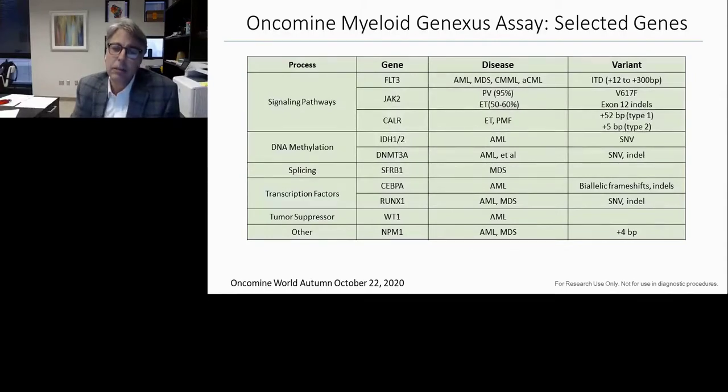Some of these genes represented variants that were really hard to detect, either due to the size of the variant, such as in FLT3 or CALR, or ones that were just notoriously difficult to sequence because the gene itself might have a lot of GC-rich content, such as with CEBPA. So we thought by selecting these genes, it would really give us a good chance to evaluate the system and see how well it performs.